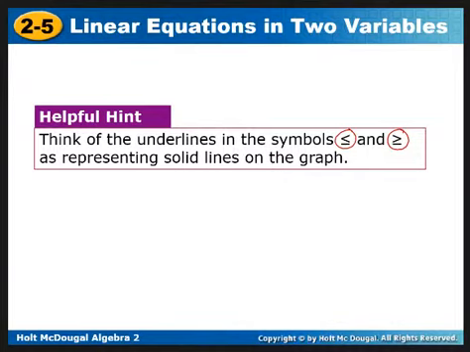If you just have a less than sign or a greater than sign, technically you're supposed to draw your line as dashed. And the reason for that is it's still a boundary line. It still divides the region that gives us solutions from the region that does not. However, anything on the boundary line would not be a solution to the inequality. So if you were to pick a point off that dotted line and fill it into your inequality, it would not make it true.